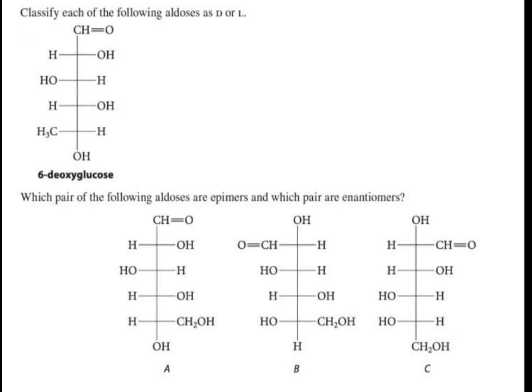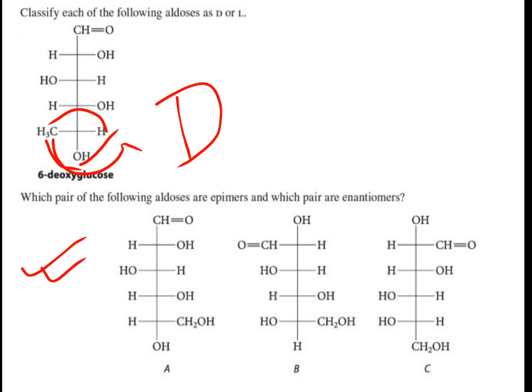Now this is also an exercise for you. Classify each of the following aldoses as D or L. I am giving you a hint: at first make a cyclic permutation here. So CH3 will come in the vertical, OH will go to the horizontal, and H will go here, and you will get that this is D. And you can just check the next one yourself, do it yourself.